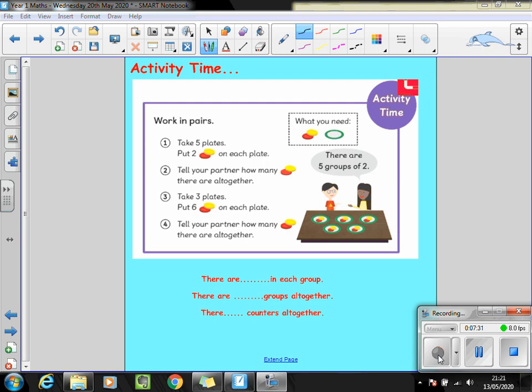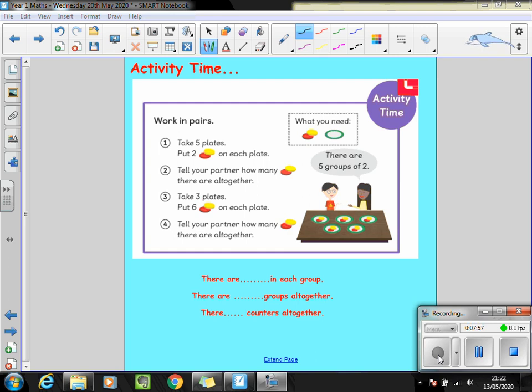Now for your activity time, you need to work with a partner and you need some counters or Lego or bits of pasta, whatever you've got at home, and 5 different plates. Step 1, take 5 plates and put 2 counters on each plate. Tell your partner how many counters there are altogether. You need to practice counting in twos.